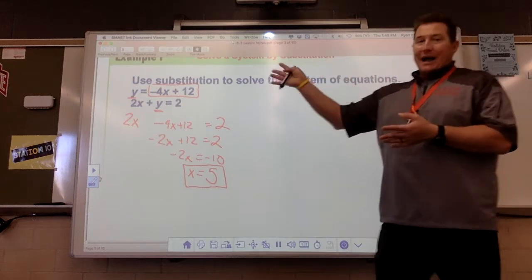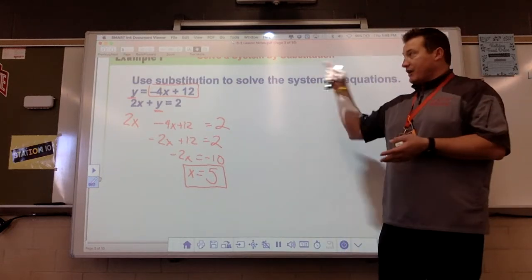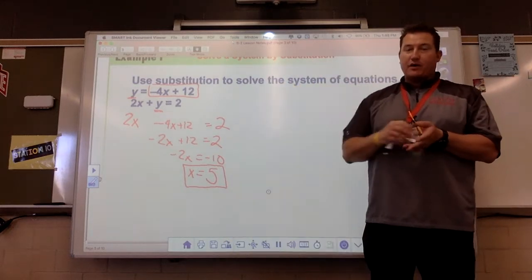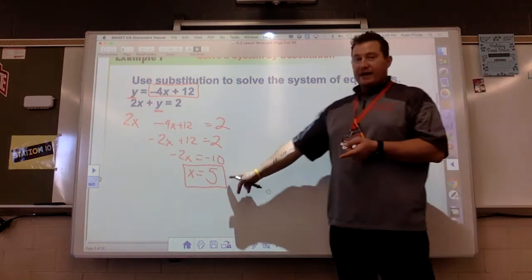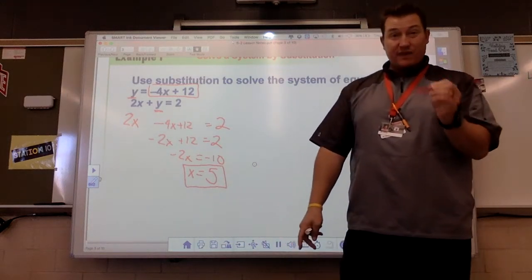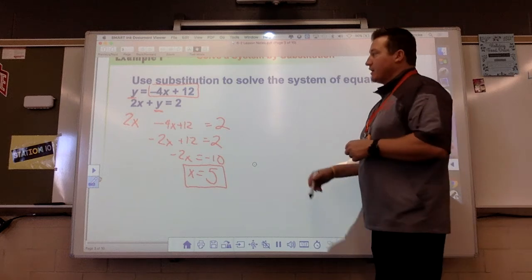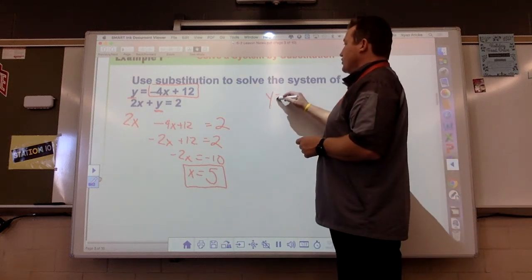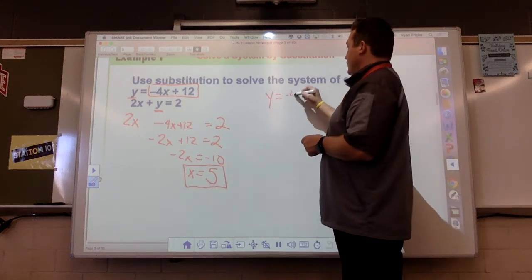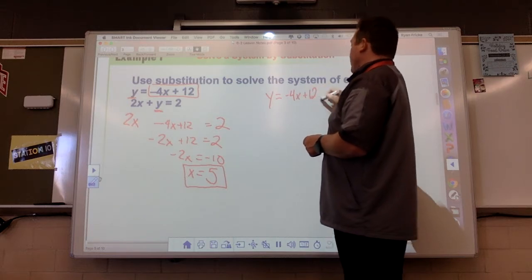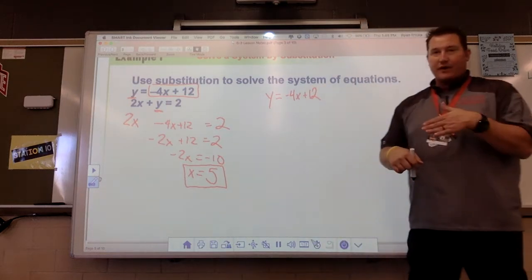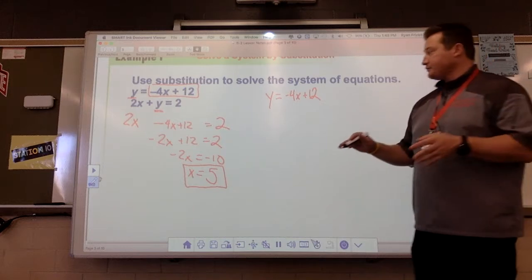You now need to go back to either equation. Doesn't matter if you use the top equation or the bottom equation. We now know what number x is. Now we will substitute that value back into the equation. I'm going to choose y equals, just because there's less work for me to do. Once I plug my number for x in, multiply and add, I'm all done.